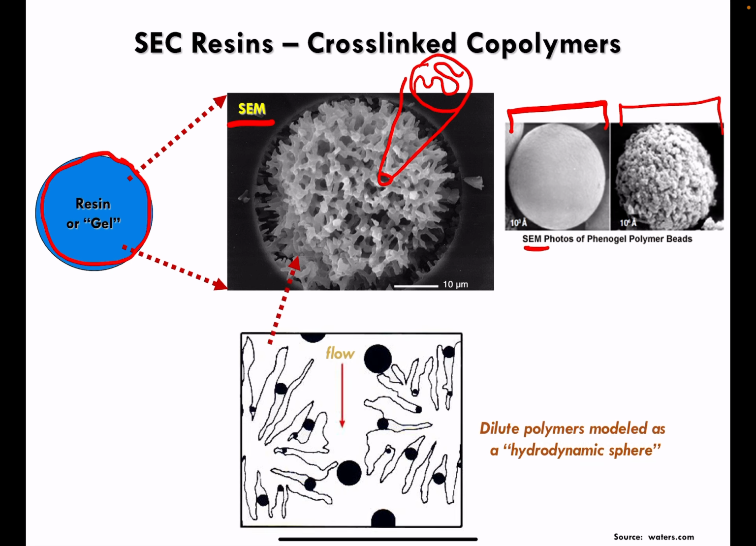Okay, so in cross-section, here's a very simple diagram where, again, you would see those hydrodynamic volumes associated with chains not being able to interact with the pockets or tunnels in the material if they're large, but those that are smaller might be able to interact with some of the pockets in the material. Okay, and so again, as we've noted here, we're modeling dilute polymers as a hydrodynamic sphere in all these cases.